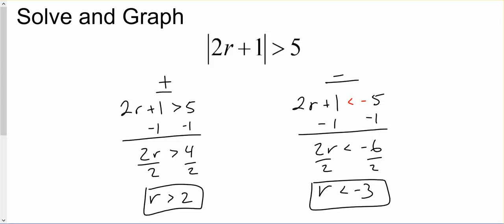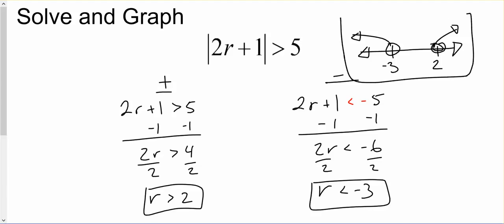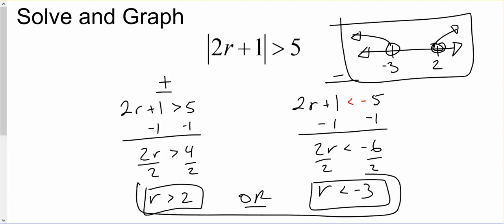So let's graph this and see what it looks like. Our numbers are negative 3 and 2. Neither one of these has the equal sign, so I know we've got two open circles. We would say all real numbers are greater than 2. Greater than goes to the right, so greater than 2. And all real numbers are less than negative 3. So that goes to the left. So because our graph goes away from itself, I'm either a solution over here or I'm a solution over here. So this is an or problem. And we can leave it alone.